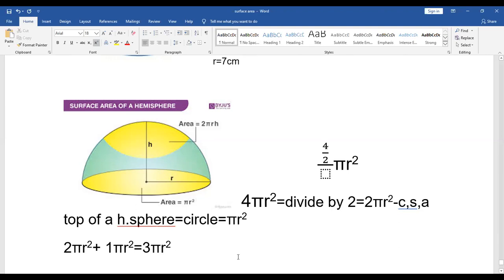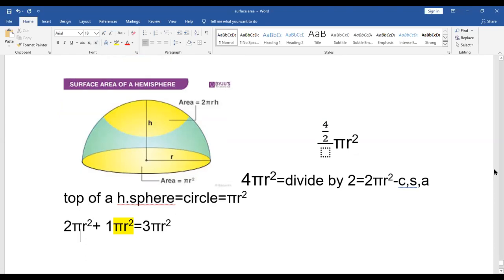So the top of a hemisphere is a circle that you find by using the formula pi r squared, here that I've highlighted in yellow. And then the curved surface area, you use the formula of a sphere, that is 4 pi r squared. And then because hemi means half, you divide by 2. So you get 2 pi r squared. But most people use that formula and they don't remember that the top is a circle. Remember the top is a circle, so you have to include that circular part.